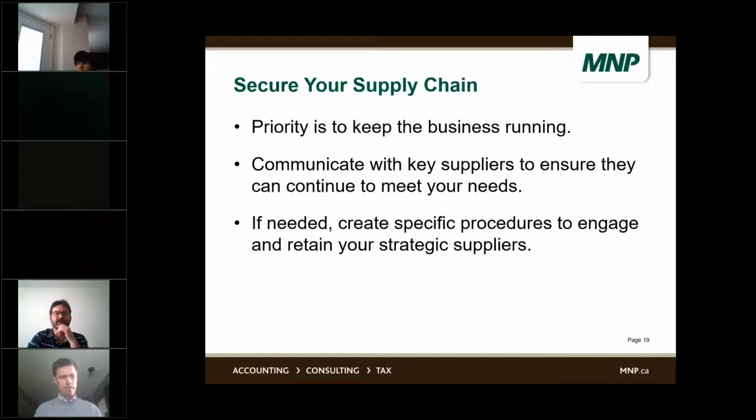Again, I won't spend too much time here, because I know Troy spent some time on it, but it's really about securing that supply chain, and that can come into effect in a couple of different ways. Obviously the first priority is keeping your business running. So who are your key suppliers? I know Troy alluded to it: you can't get your supplies, it's going to take longer, you can only get half orders.